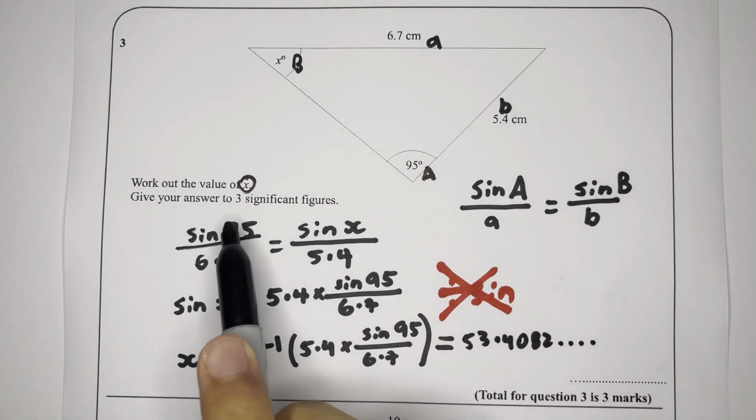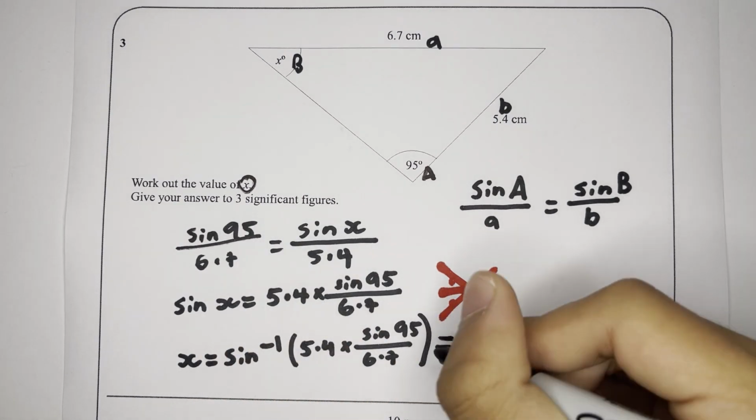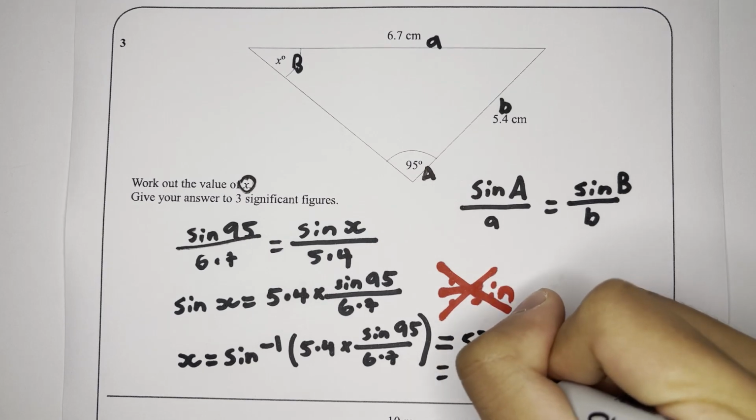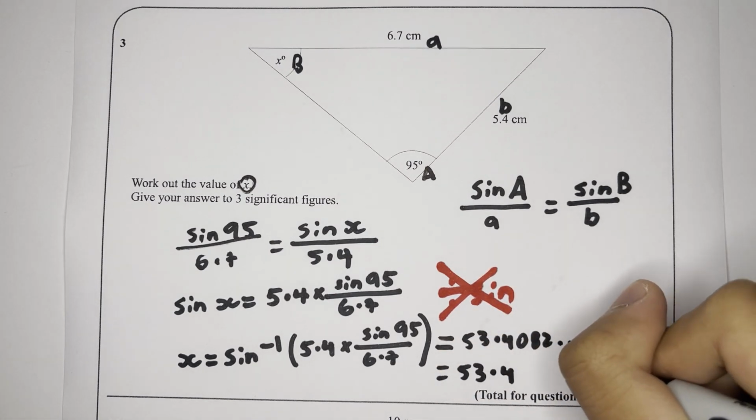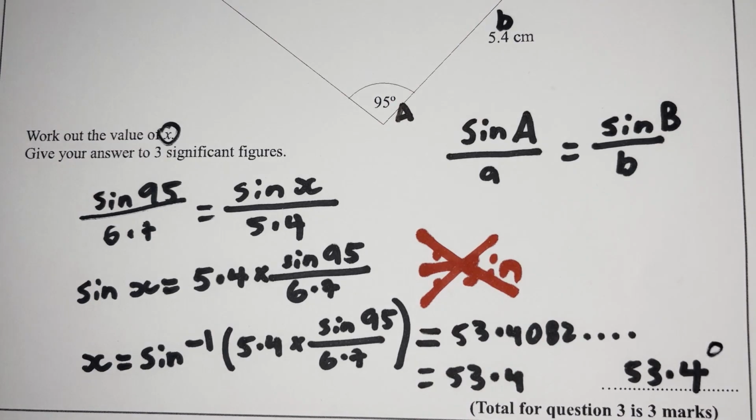However, remember that the question asks us for the answer to three significant figures. So rounding that, we get 53.4 as our final answer. And make sure to write the degree symbol in your answer.